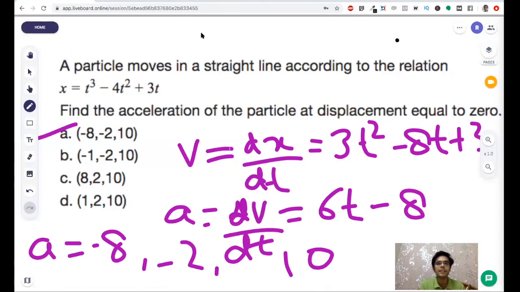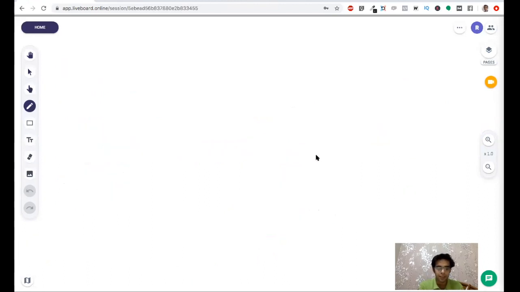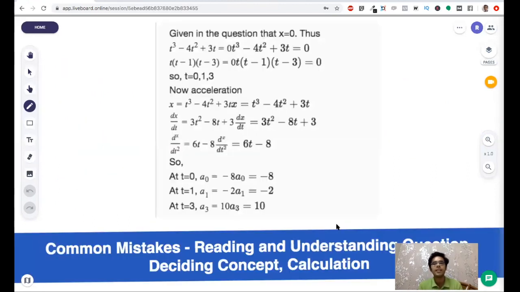Now the common mistakes in this question. Let me walk you through them. The first mistake happens in reading or understanding the question. You might make a mistake in reading the question, in understanding the question, and in finding the values of t. The second mistake happens in deciding the concept. The third mistake happens in the calculations. So try to avoid such mistakes going forward. Don't make mistakes in reading and understanding the question, deciding the concept or calculation.